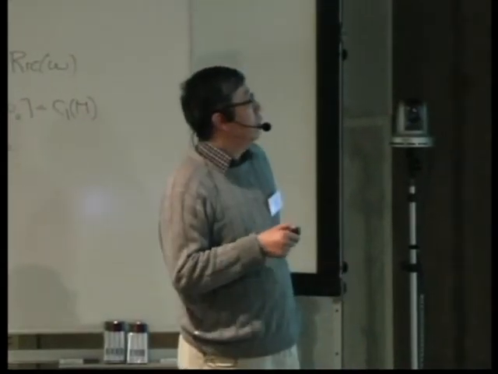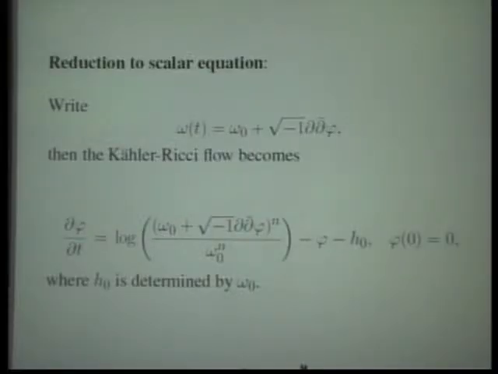In the Kähler case, because of the condition I mentioned at the beginning, we can reduce to a scalar equation. Write omega t as omega zero plus i partial-bar partial phi t. This is possible because if you look at this flow, the cohomology Kähler class does not change under these assumptions. So you can reduce this equation to a scalar equation, which is fully nonlinear, but just a scalar flow, and we have a lot of results on that. And h0 is determined by omega 0, which was defined in the definition of the Futaki invariant.